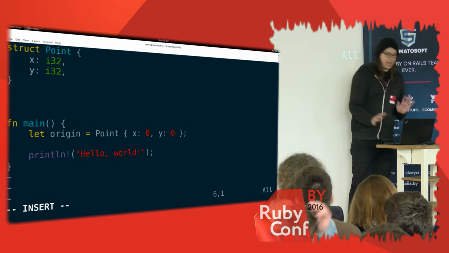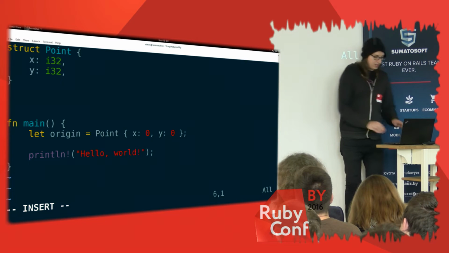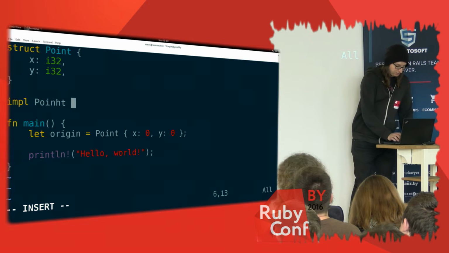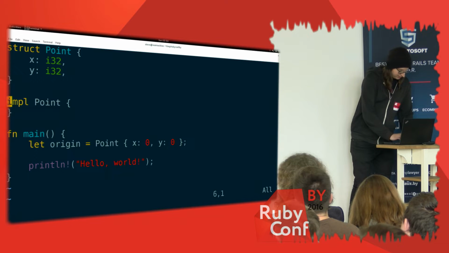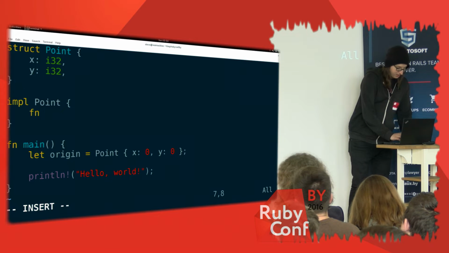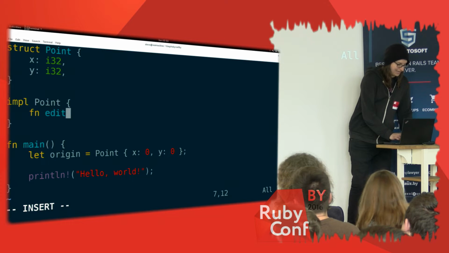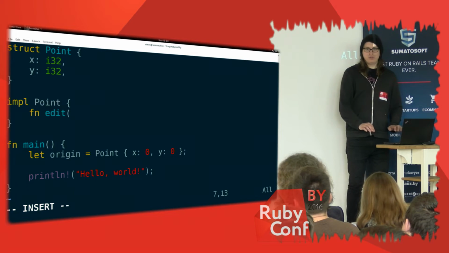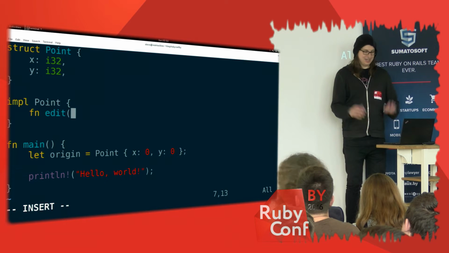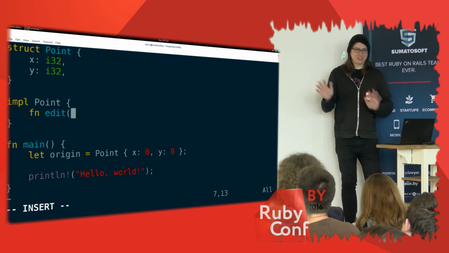But then if you want to add a method onto the struct, you can do that with impl. So impl Point, if I can spell correctly. So I'm going to call this, I'm just going to say edit. I accidentally named it move yesterday, and I forgot move was a keyword in Rust, so it didn't work. So I didn't come up with a better name until just now, so whatever, it's going to be edit.